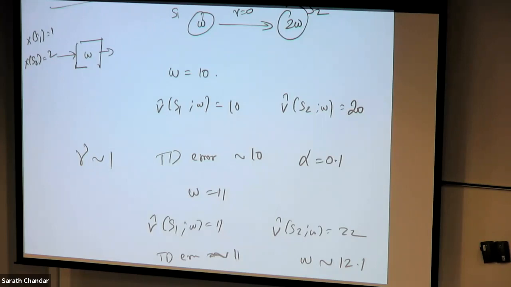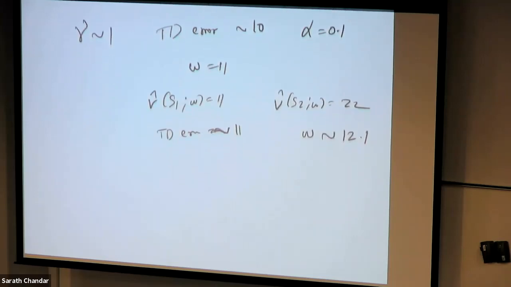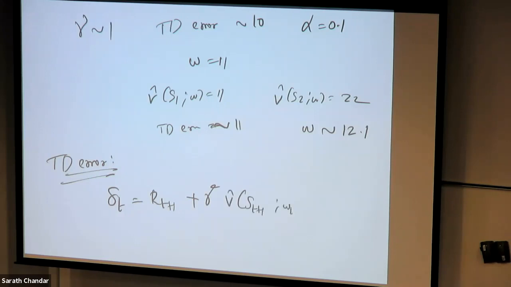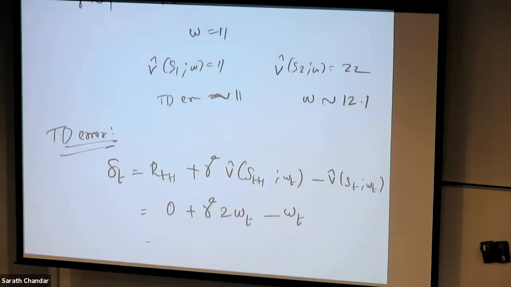So for now let's continue with this story. Now we can actually characterize when the system will become unstable. To do that, let's compute the TD error. The TD error delta_t is given by R_{t+1} plus gamma times the value of S_{t+1} given W_t, minus the value of S_t given W_t, right? In this case, this is basically 0 plus gamma times the value of the next state, which is 2W_t, minus the value of the current state, which is W_t. So this is basically (2 gamma minus 1) times W_t.